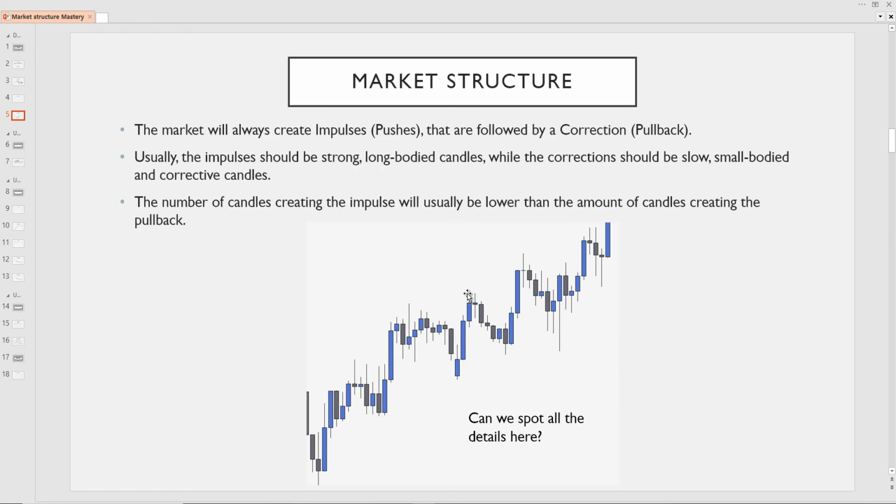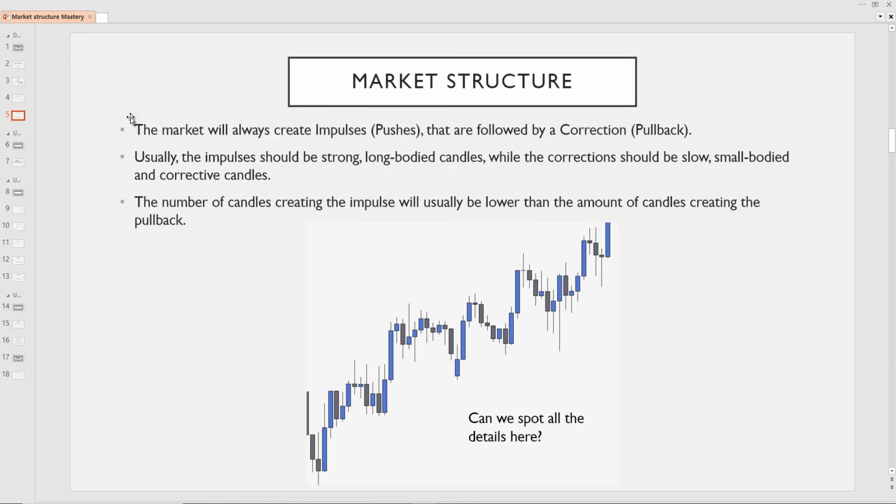And then usually you're going to have another strong impulse to the upside, followed by nice, corrective price action. So again, guys, we have to learn how to distinguish between impulsive and corrective price action. Impulsive is strong pushes to the upside, and corrective is nice, small-bodied candles. All right. And a little tip again, the number of candles creating the impulse will usually be lower than the amount of candles creating the pullback.